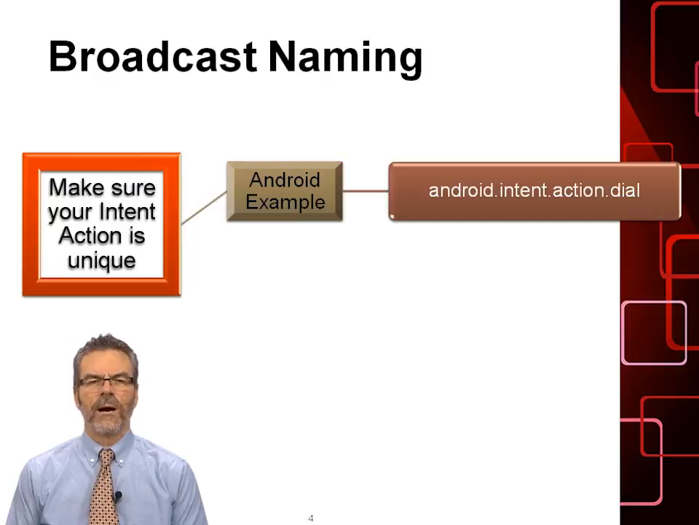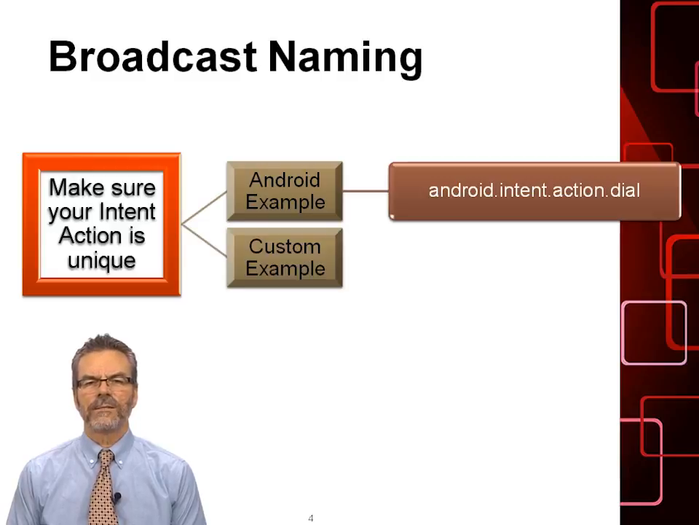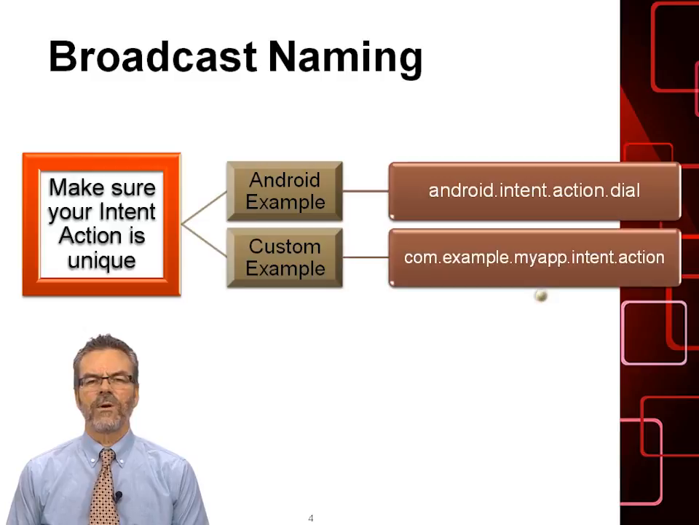Now, the broadcast naming, I want to stress again to make sure that the intent action is unique. So Android uses one, for example, android.intent.action.dial. Well, that is reserved for use by the Android platform. We know that because it begins with the word Android, and here they have android.intent.action.dial. So that's an actual name of a broadcast. When you're doing custom naming, again, you want to make sure you use reverse DNS naming, similar to like I did here, where notice I have com.example.myapp.intent.action. Now again, you can call this anything you want to, but the convention is to make your name unique such that it won't interfere with someone else that would try to use the same broadcast name.